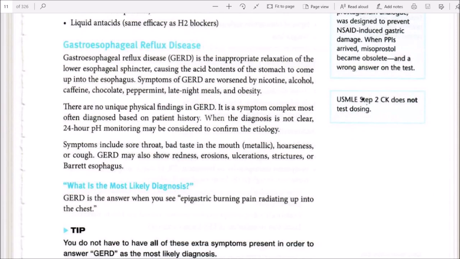Gastroesophageal reflux disease. Gastroesophageal reflux disease is the inappropriate relaxation of the lower esophageal sphincter, causing acid content of the stomach to come up into the esophagus. Symptoms of GERD are worsened by nicotine, alcohol, caffeine, chocolate, peppermint, late-night meals, and obesity.